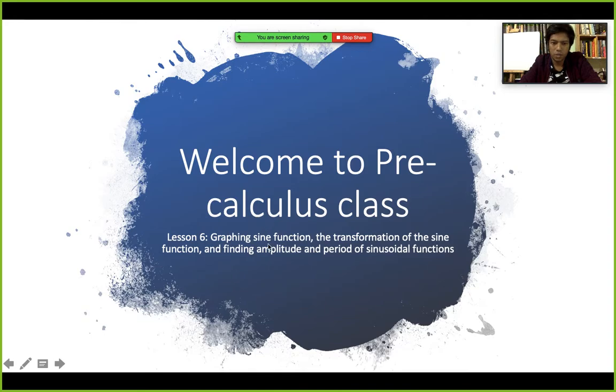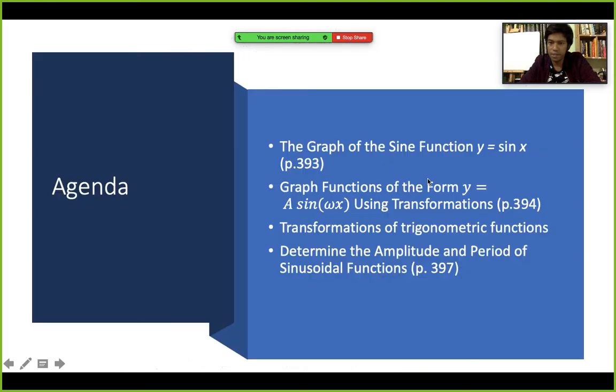In this lesson we will discuss the sine function, how to graph it, then transformation of the sine function, then finding the amplitude and period of the sinusoidal function. So let's see, this is the agenda: graphing the sine function, then these two topics are from the transformation, and this one is amplitude and period of the sinusoidal function.